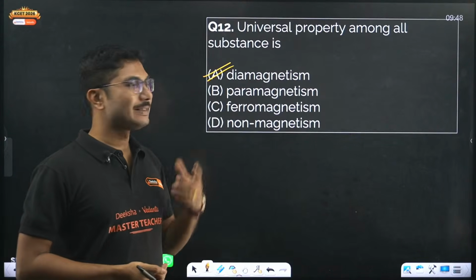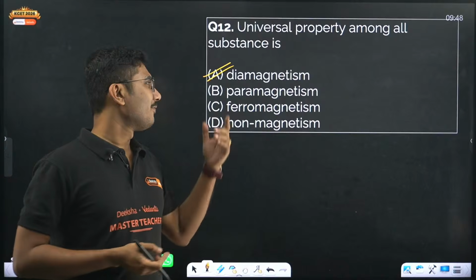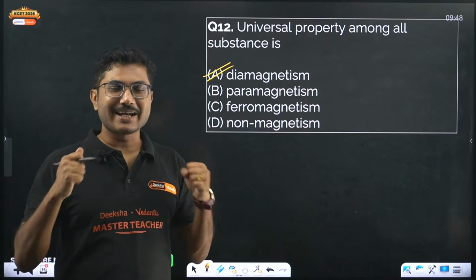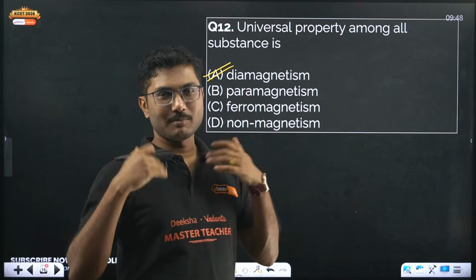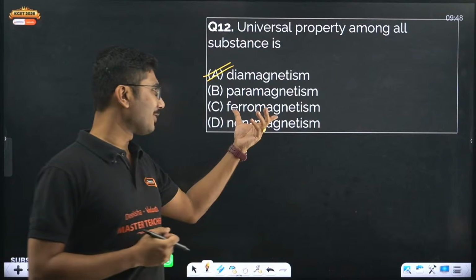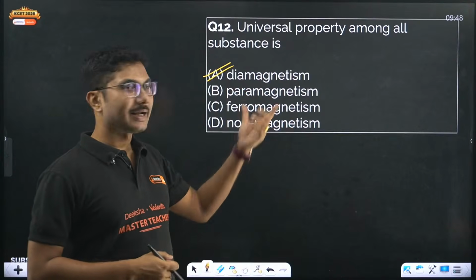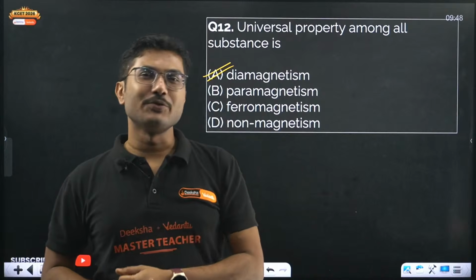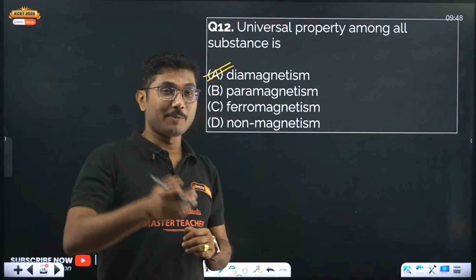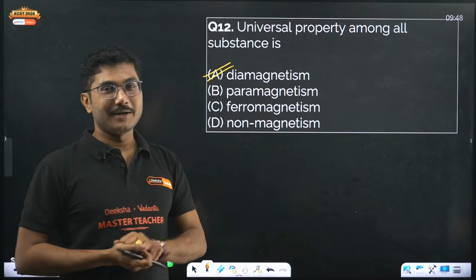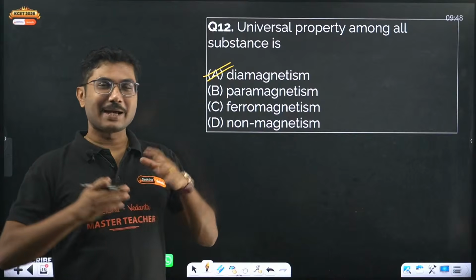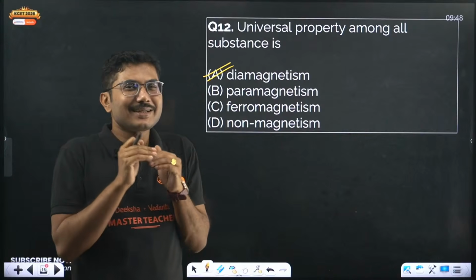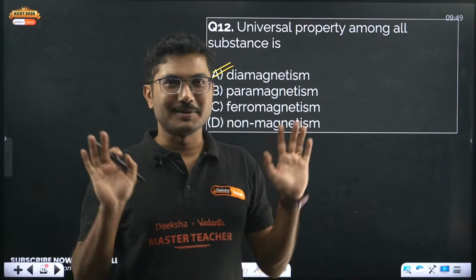But paramagnetism is like the average student, and ferromagnetism is the very good student: I attract everything in my domain. So that's what ferromagnetism is. Paramagnetism is like the average student. I may become a ferromagnet in future if I study properly, but I am very close to diamagnetism. Diamagnetism is like: some day I will study, I will just pass the exam, that's it.